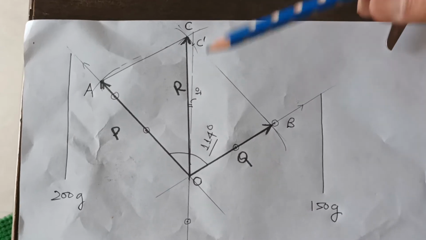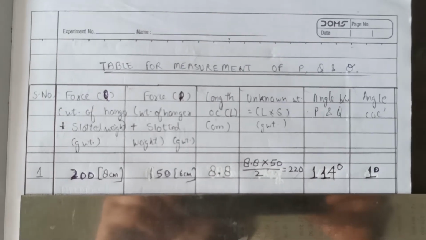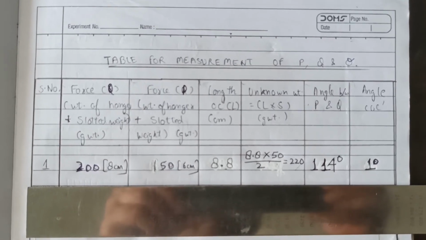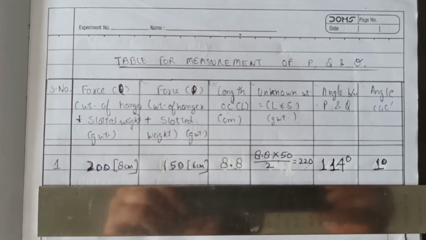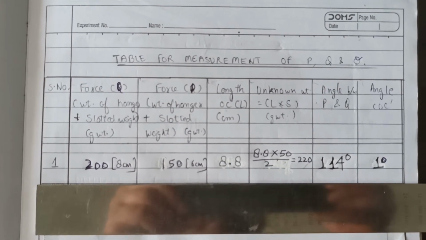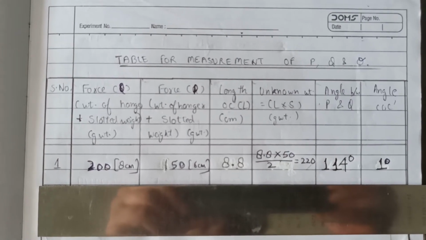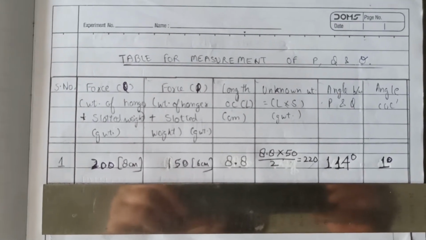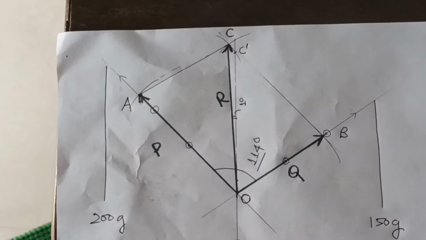Then we have measured this R, and we will see how much we get. The observations will be recorded in this table for measurement of P, Q and R. You can see that 200 gram was our left side weight, so 200 gram or 8 centimeter is taken. P and Q were both taken, as you know well. So this is Q. Force Q is 150 gram, that is 6 centimeter, and the length we measured here is the length of OC.